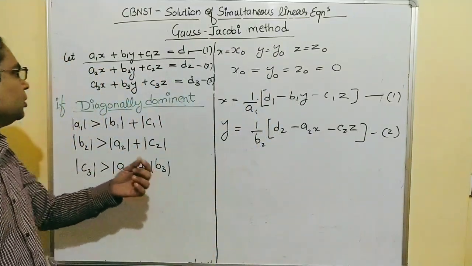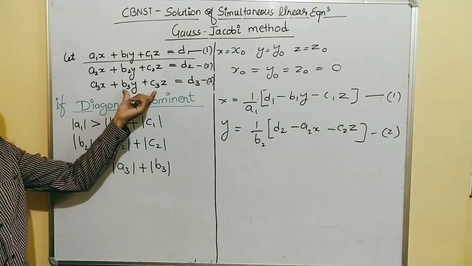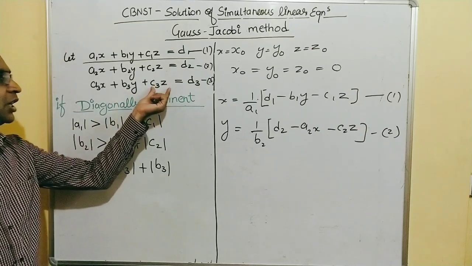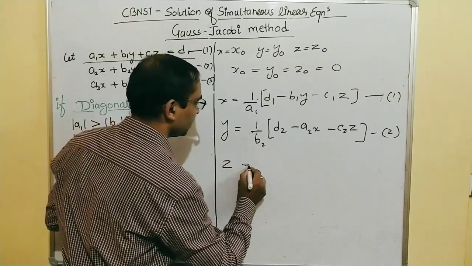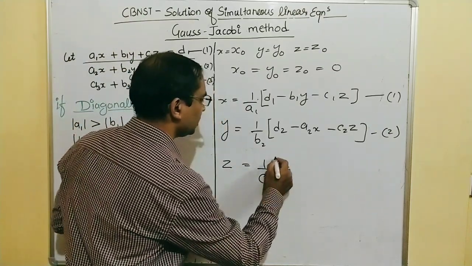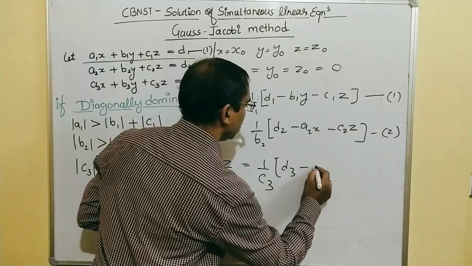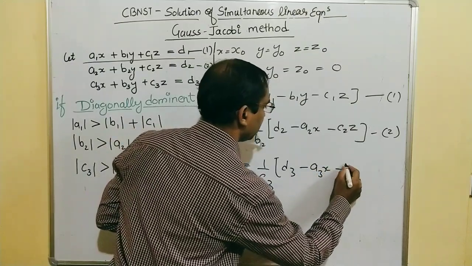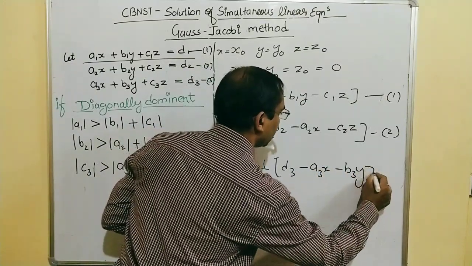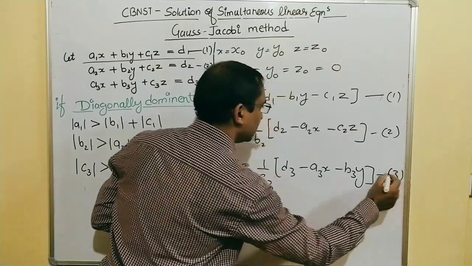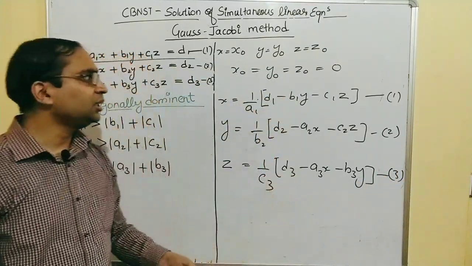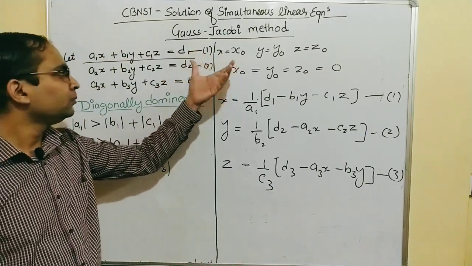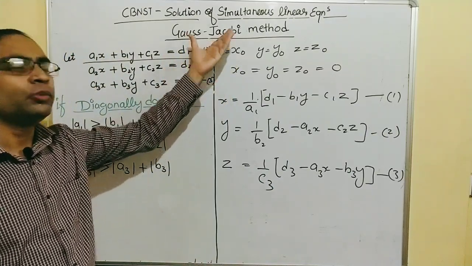the third equation can be achieved from this last one, and we'll take this term from here and we'll get the value of z. So z will be 1 upon c3, d3 minus a3x minus b3y. So this will be the third equation. So these three equations will serve as the Gauss Jacobi method.